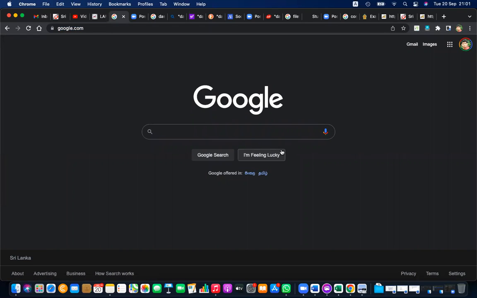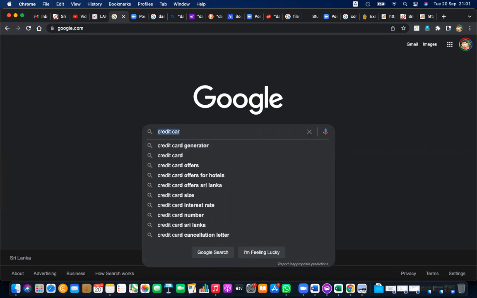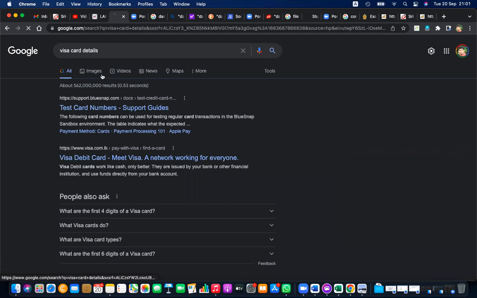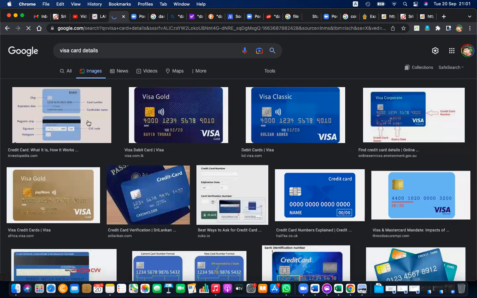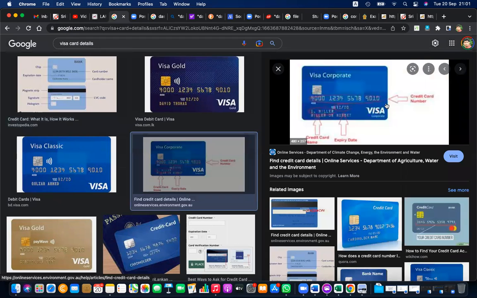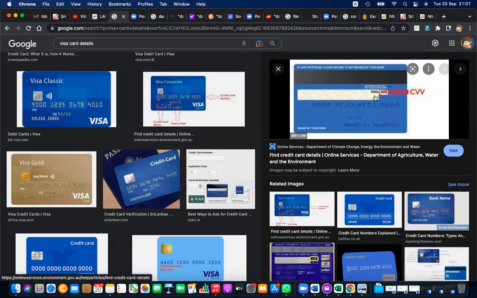Because for each and every card, there are a few details. In credit cards, debit cards or Visa cards, there are a few details that you need to know. If you know these details, then even without the card, you can do transactions. Number one is the card number. The second thing is the expiry date. On the backside, you have something called CVV or sometimes CVC. If you get the CVC, the card number, the expiry date and the cardholder's name, you can do some transactions.